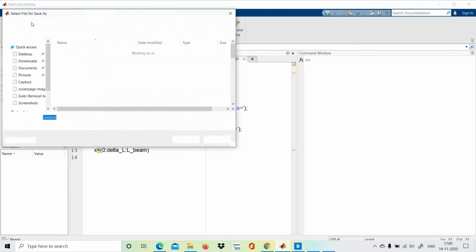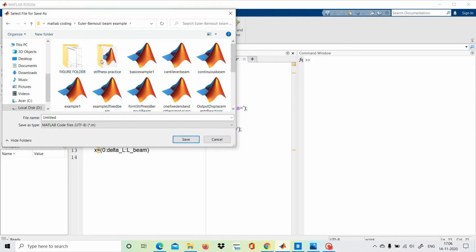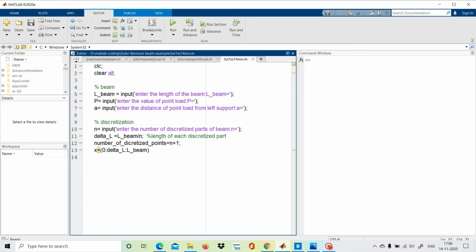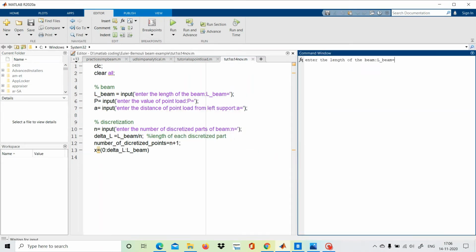First we will save it, just for our convenience, and then we will run it. Let's run. So what it is asking, just see: enter the length of the beam, L of beam.